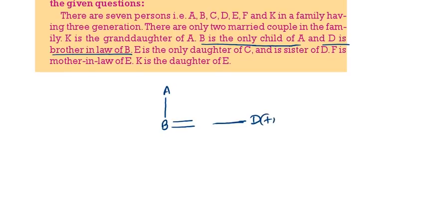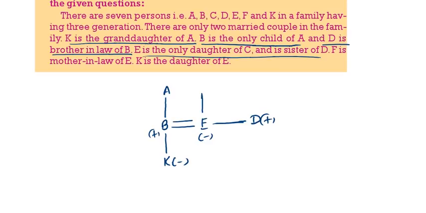Then see the next one. K is the granddaughter of A. E is the only daughter of C and sister of D. E is the sister of D. That means B is plus. E is the only daughter of C. F is the mother-in-law of E. F is the mother-in-law of E means F is married to A and F minus A will be plus. Then K is the daughter of E.